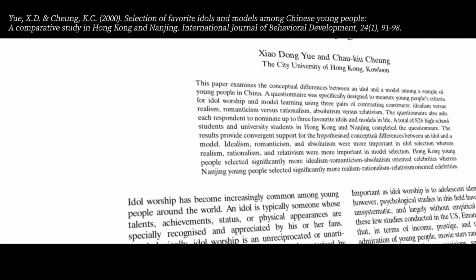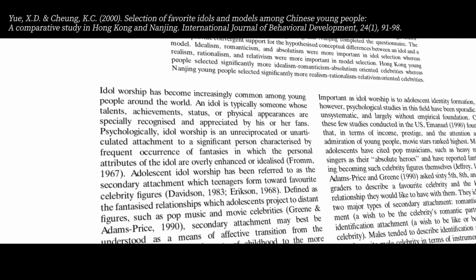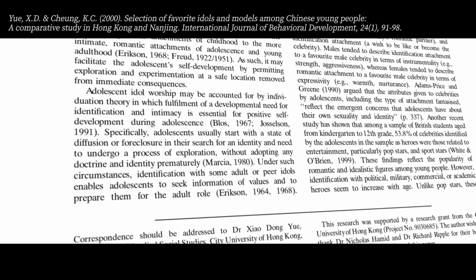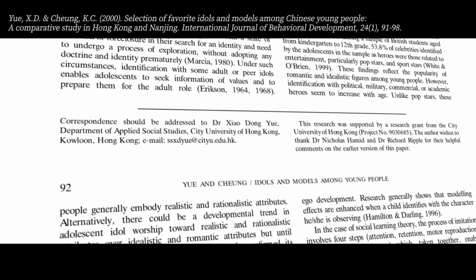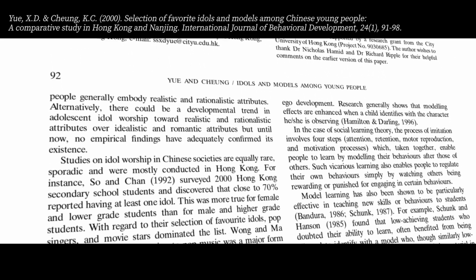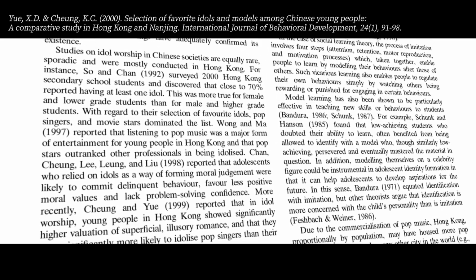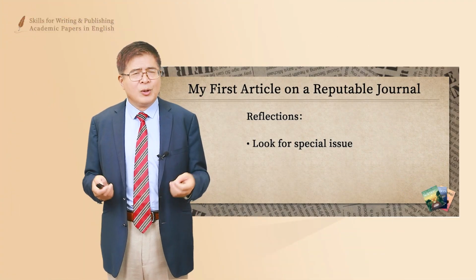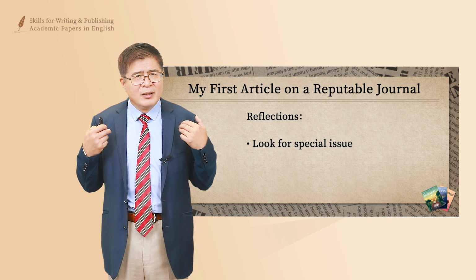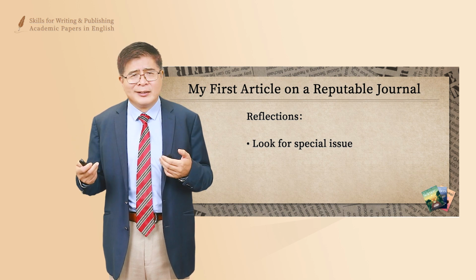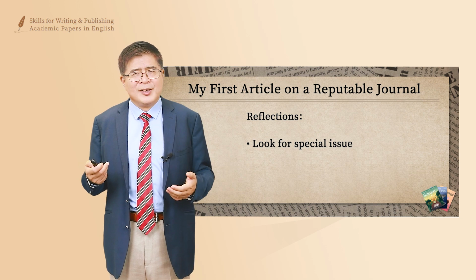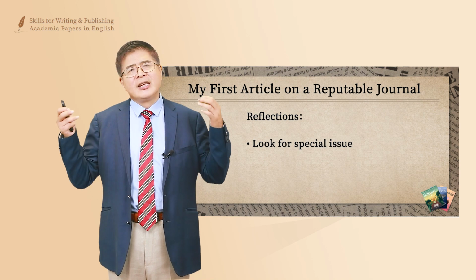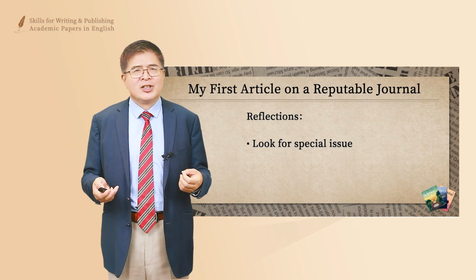This is my first article published in a reputable journal. It's called International Journal of Behavioral Development. And the article is about idol worship in Chinese society. Now, what did I learn from this? Look for special issues. Why was my paper accepted? Because I have a friend that I know through a conference, and he's organizing a special issue on Chinese youth, and he's looking for studies on Chinese idol worship.